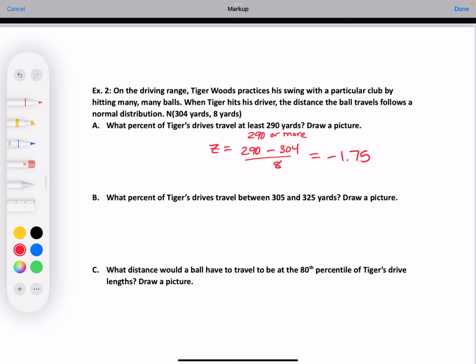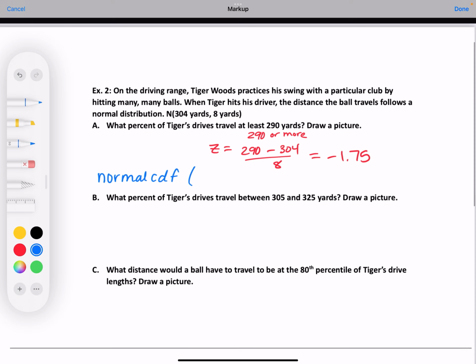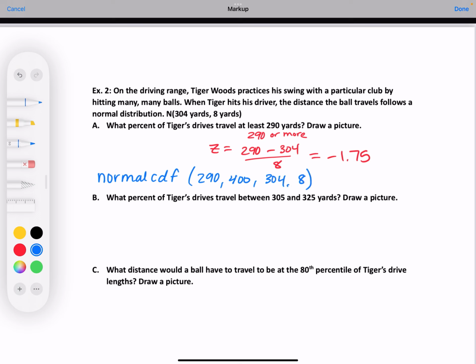that goes with that. Or we can use our best friend, the calculator, and use normal CDF. Remember that's under second VARs, and I think it's option 2 is normal CDF. And in order, you'll type in 290, 400. So 400 is my upper just because I know that it's not going farther than that because 400 is a lot of standard deviations away. So the likelihood of that would be very slim, so I'm putting in 400, but you could use like 1E99. It'd be just fine. Mean is 304, standard deviation is 8. And that's going to give you a decimal value, which you'll turn into a percent.